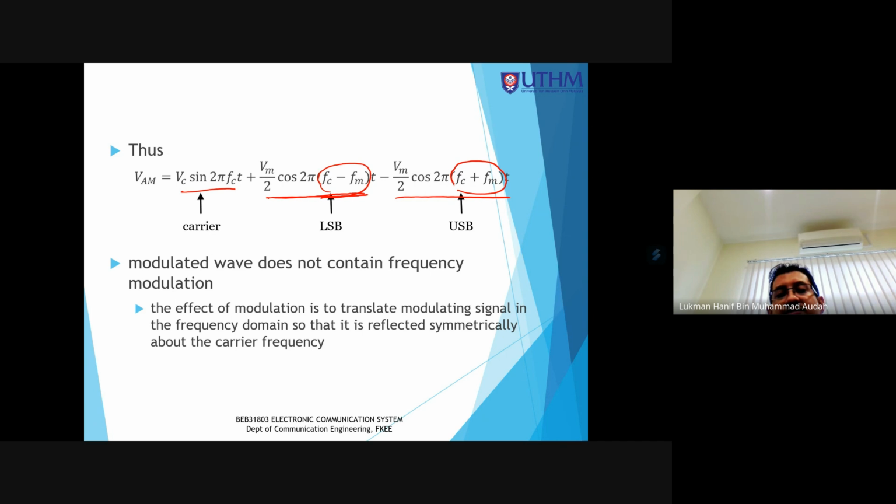So the lower frequency we call the lower sideband, and the high frequency we call the upper sideband. And the first part is what we call the carrier component. So you see that this AM is double sideband full carrier, DSB-FC. The double sideband full carrier signal has three components: the carrier, the lower sideband, and the upper sideband.